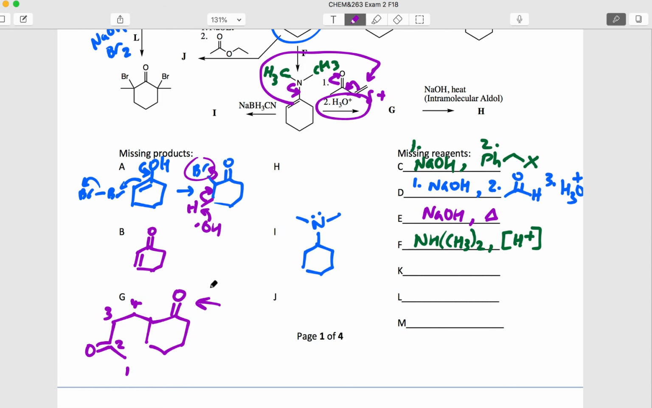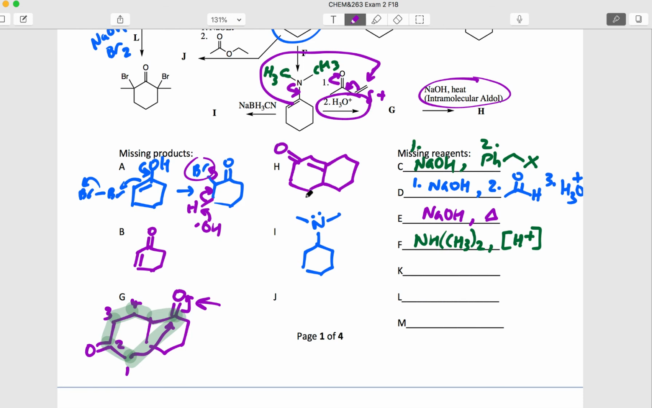So for part H, it says intramolecular aldol. So what I was really looking for was that this carbon would attack here, and then you would have ring closure, and it would turn out to be a 6-membered ring. And I get that because this attacks here, 1, 2, 3, 4, 5, 6. That'll be a 6-membered ring. So I would just redraw it as a 6-membered ring. Here's another 6-membered ring for the other carbon chain. And then if you work it out, it should look like that.